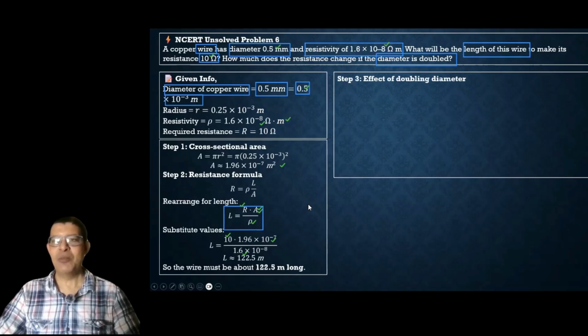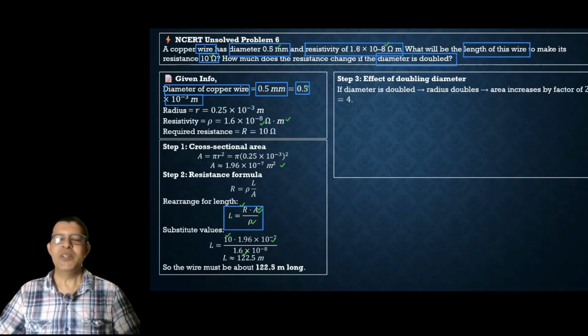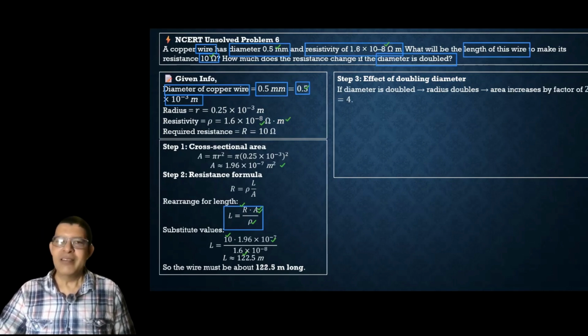Now, what is the effect of doubling the diameter? That means diameter is doubled. Original diameter was 0.5. If the diameter is doubled, the radius will double. And if the radius is doubled, area will become proportional to 2 square, which is 4, right? Correct?